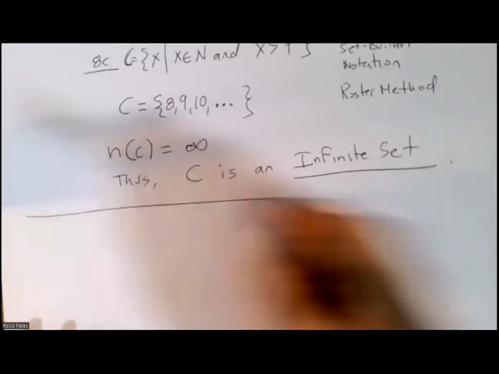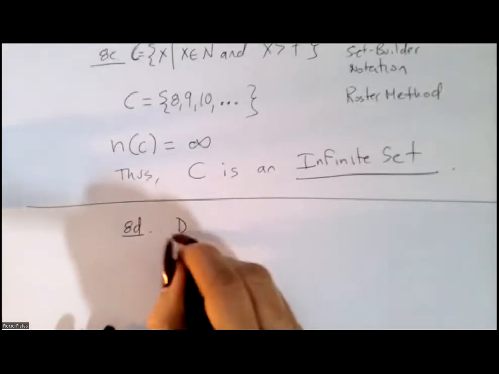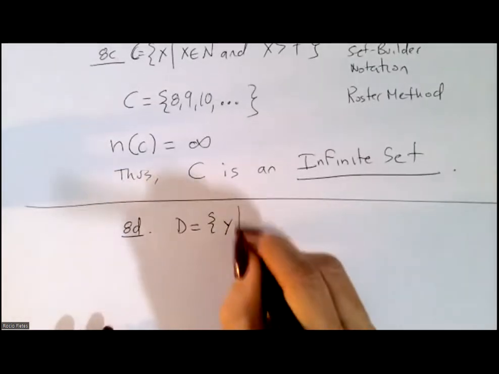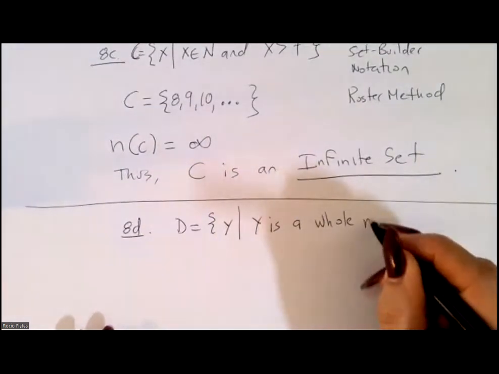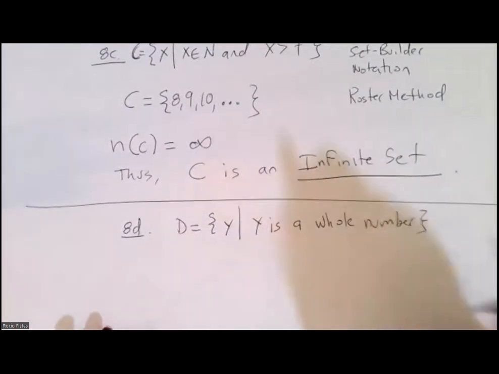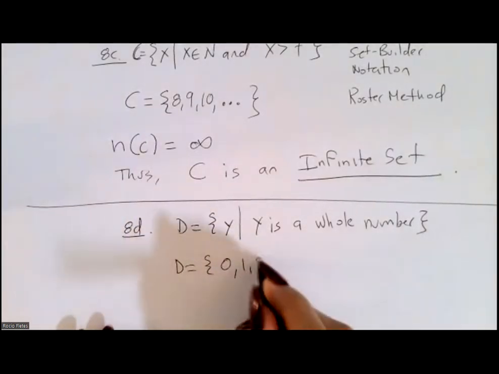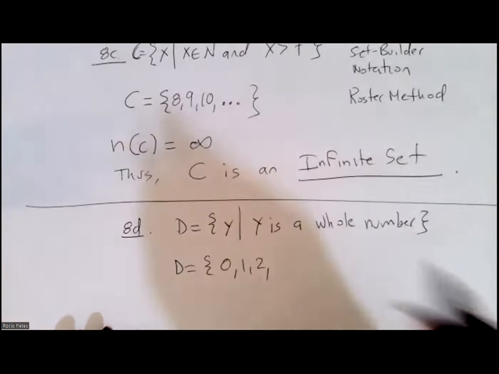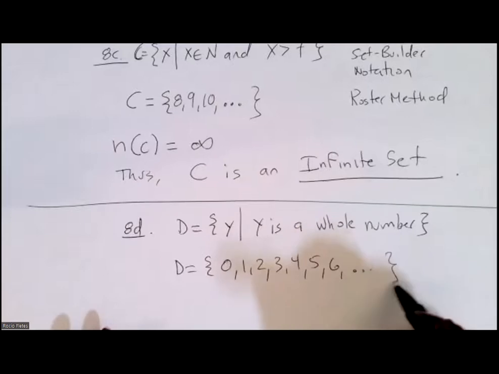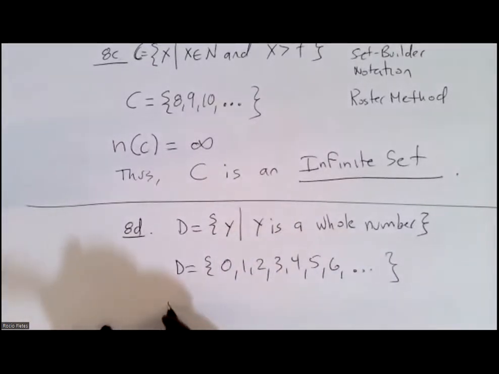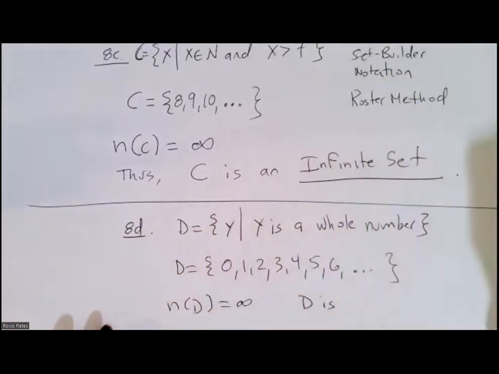AD, it says D is a set of all the Y's such that Y is a whole number. Well, a whole number starts with 0. So this one is in set builder. If I write it in roster, this is 0, 1, 2, and it keeps going 3, 4, 5, 6. I'm writing more than I should, but just to give you an idea. So the cardinality of D is infinity, therefore D is an infinite set.